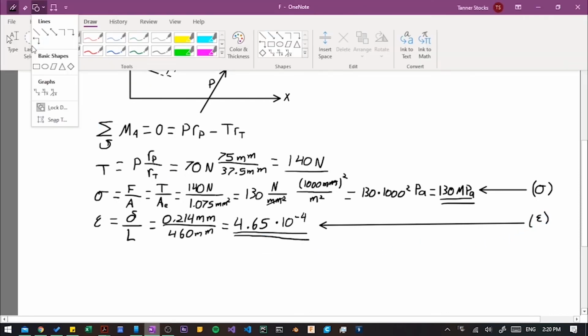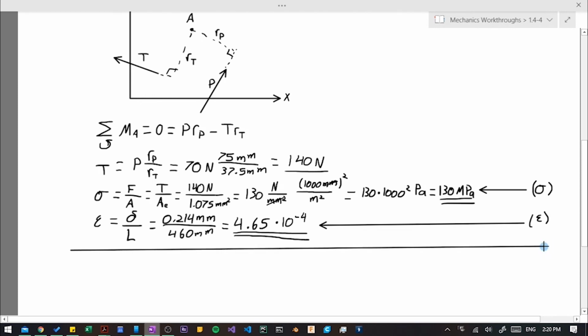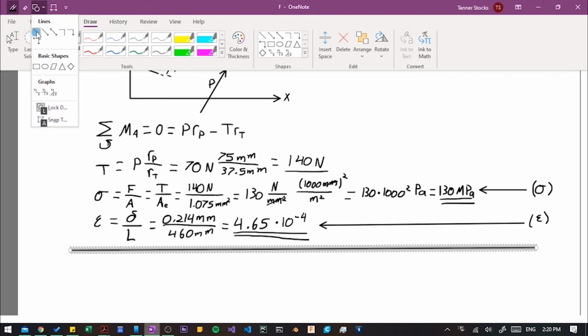And we have found everything we're supposed to find, so we're done, and we finish by doing a double underline at the end of our work across the entire page.